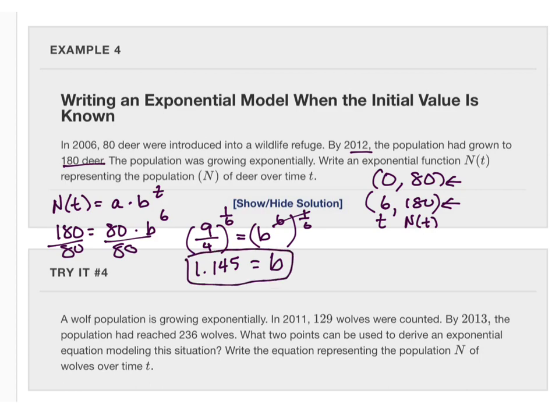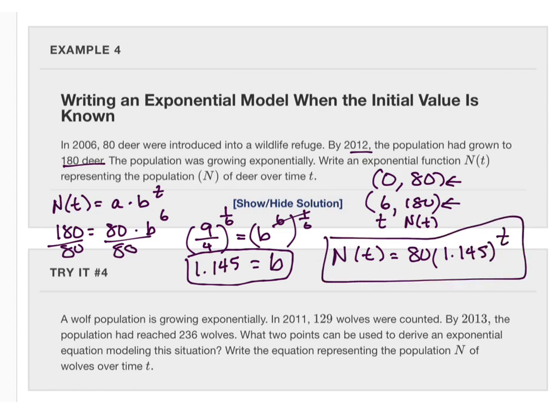So now we can write our n of t. What was A? 80. And B? To the t power. There's our function. We need to walk back through how we got that, or you want to just work on the try it? Try it. Okay.